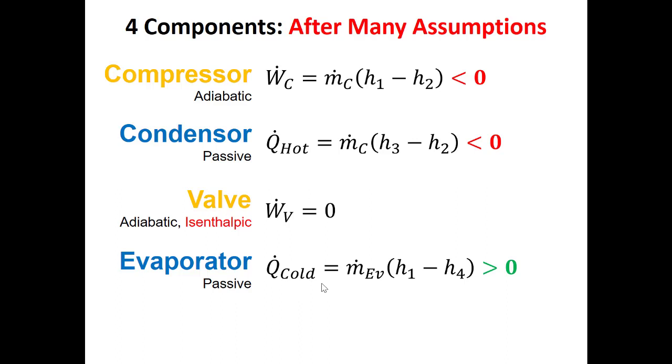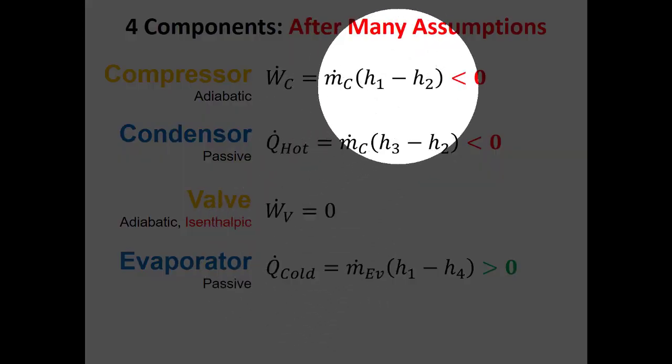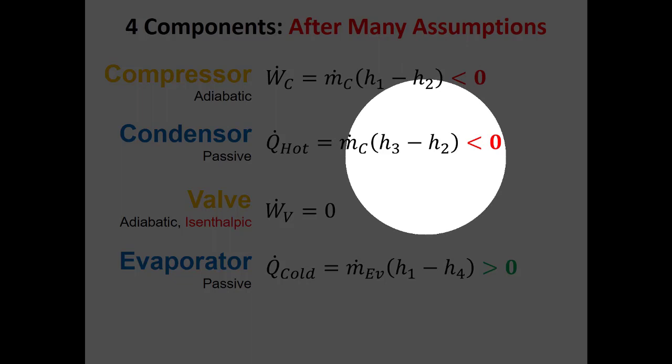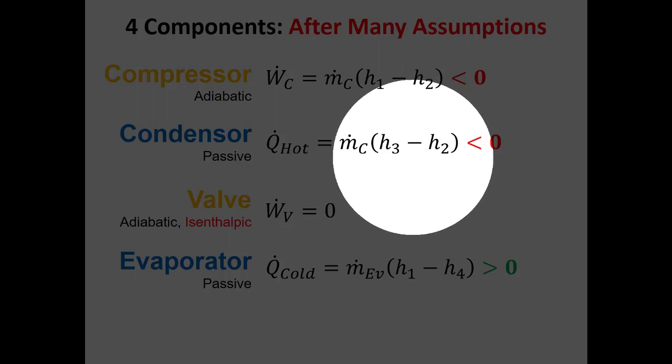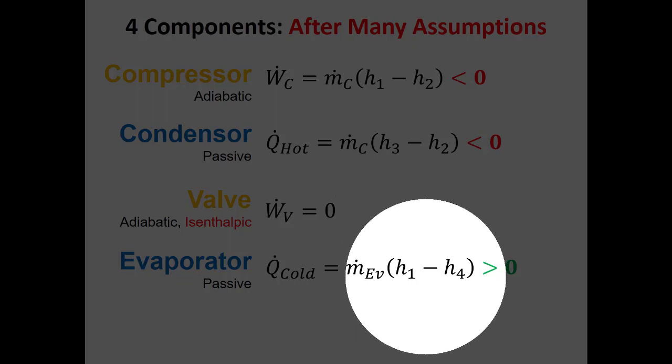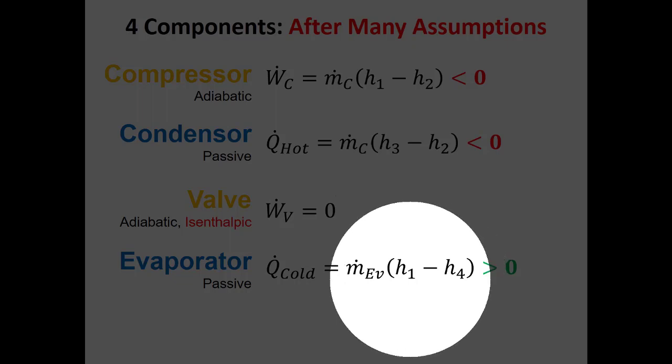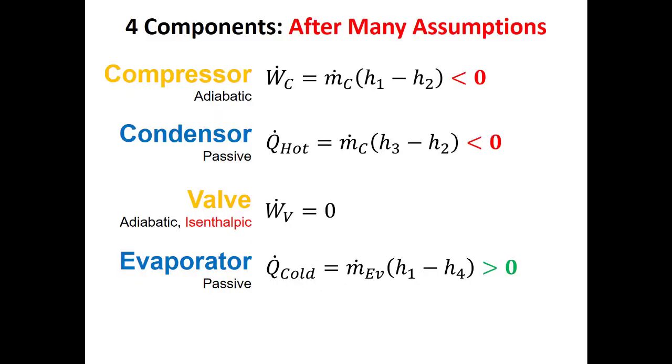Now, if I want to look at my compressor, this is putting work into my system, so the first law tells me this is a negative number. In my condenser, I'm rejecting heat, so that's a negative heat transfer term. And in my evaporator, I'm accepting heat into my working fluid, so this is a positive value for Q dot. So these are the expressions that I would expect to get for a refrigeration or a heat pump cycle, but you never know what assumptions you'll get asked to make on an exam.